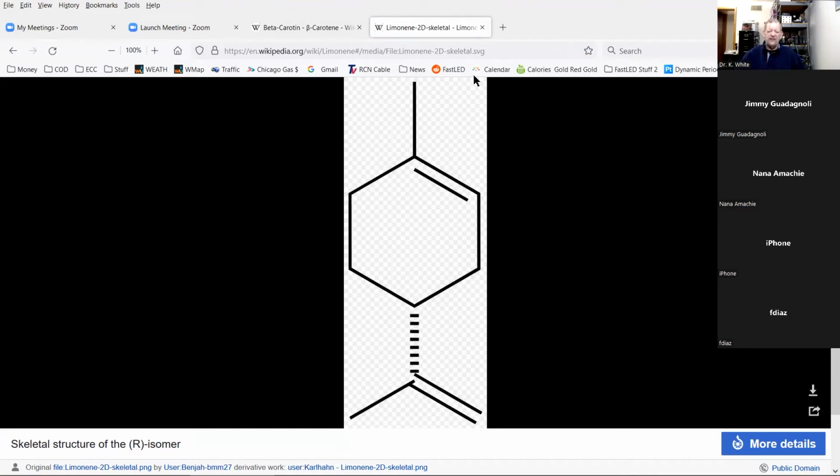And if you notice, here I have a double bond, and down here I have a double bond. Now this dashed line shows stereochemistry, which I'll talk about later in the semester. So there are 2 double bonds in limonene. And limonene is the molecule responsible for the citrus smell and flavor in many citrus fruits, especially like lemon.